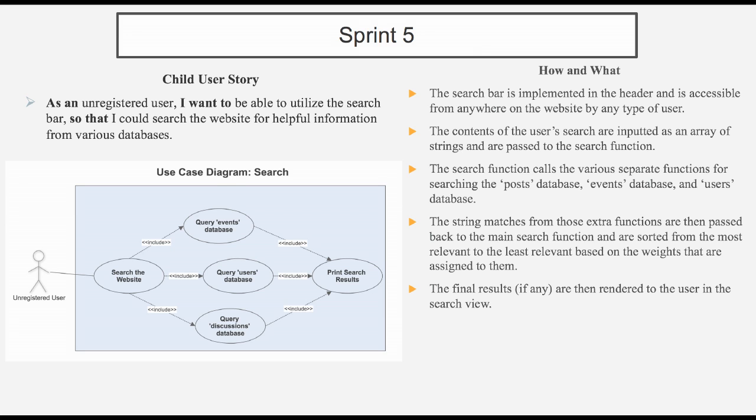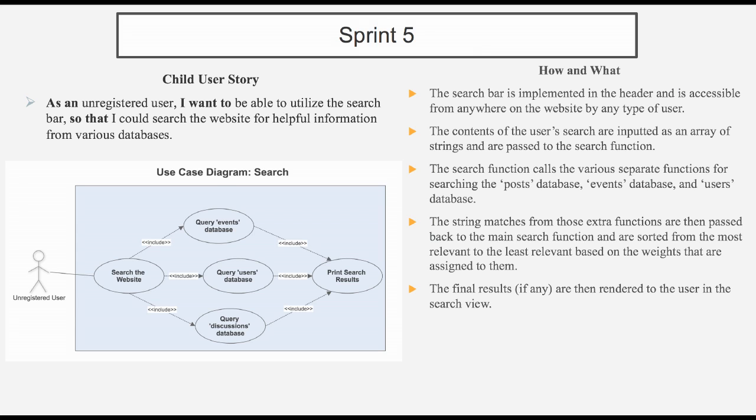For the final Sprint 5, the child user story that was implemented was: as an unregistered user, I want to be able to utilize the search bar so that I could search the website for helpful information from various databases.